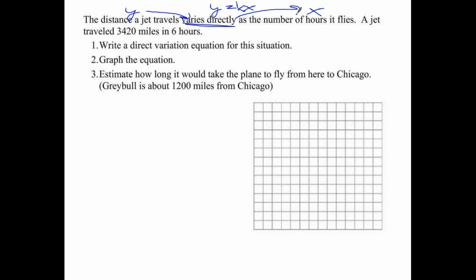What are we going to do? 3,420. Okay. Yep. k times 6. Okay, now what? Yeah, divide both sides by 6. Okay, what is 3,420 divided by 6?